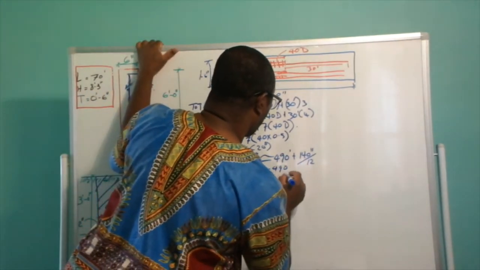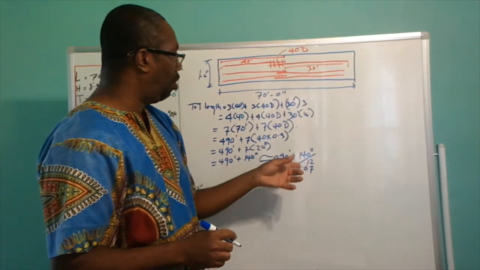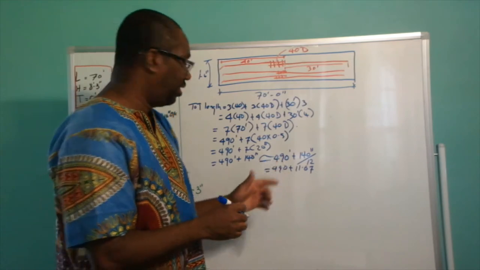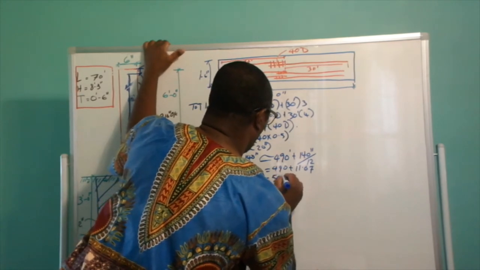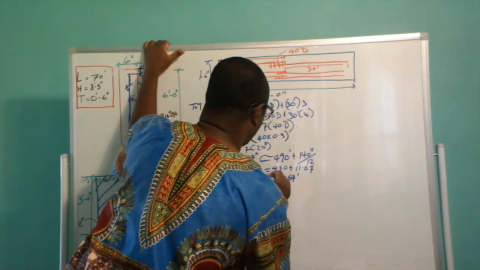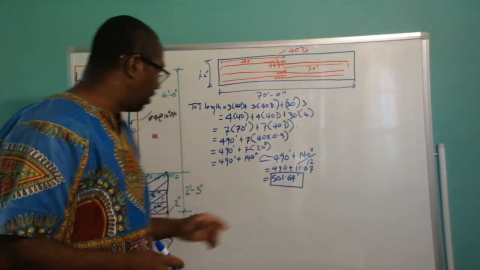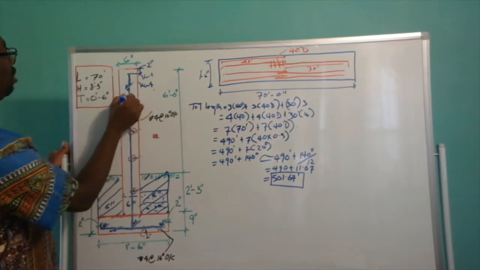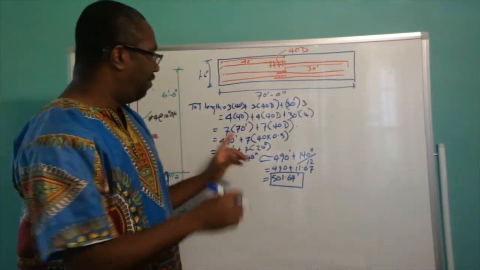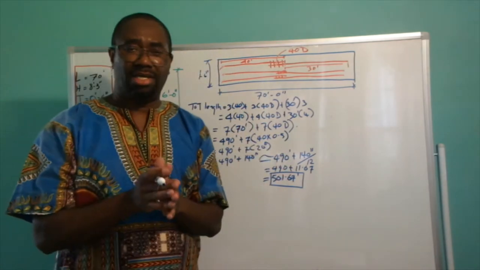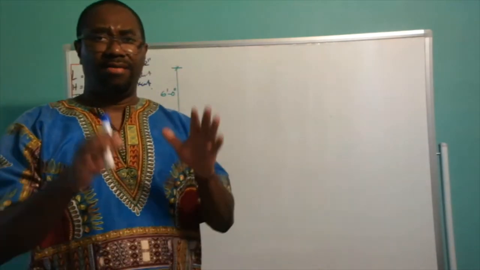So we have 490 plus 11.67. When you divide 12 into 140, the result is 11.67, and the total length now is going to equal 501.67 feet. So therefore the total length of our 7 longitudinal bars, this bar, this bar, this bar, this bar, plus this bar, this bar, this bar, works out to be 501.67 feet.